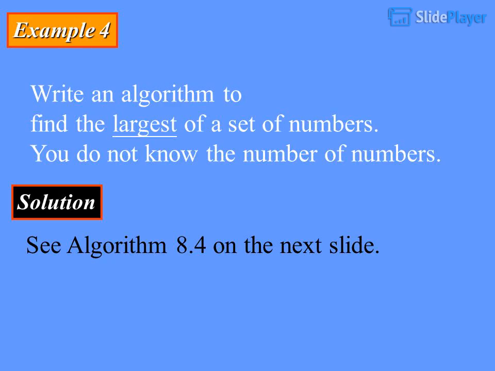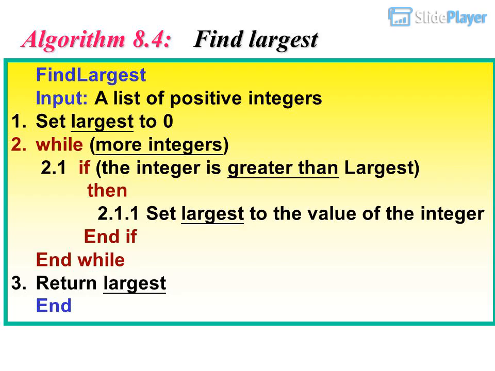Example 4. Write an algorithm to find the largest of a set of numbers. You do not know the number of numbers. Solution. See Algorithm 8.4 on the next slide. Algorithm 8.4, find largest. Input, a list of positive integers. 1. Set largest to 0. 2. While more integers, 2.1 if the integer is greater than largest, then 2.1.1 set largest to the value of the integer. End if and end while. 3. Return largest.